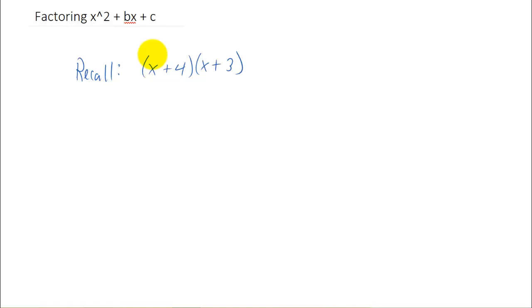Okay, we're going to do a bit more factoring, but recall that factoring is just the reverse of multiplication. So what I want to do is remind you how to multiply out two binomials. We did what was called the FOIL technique. It's the same as distribution.